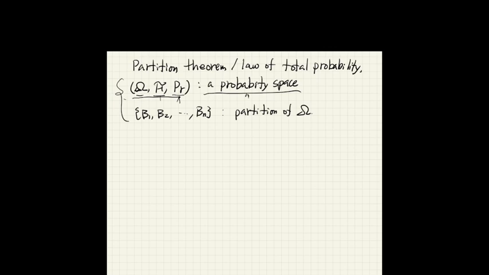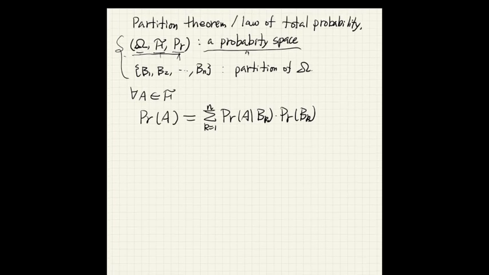Then for any event A, we have the probability of A is equal to the sum of conditional probability of A given Bk times probability of Bk. Okay, so let's prove this.